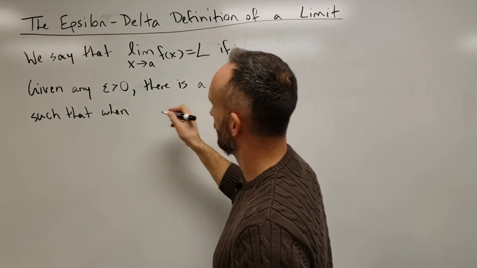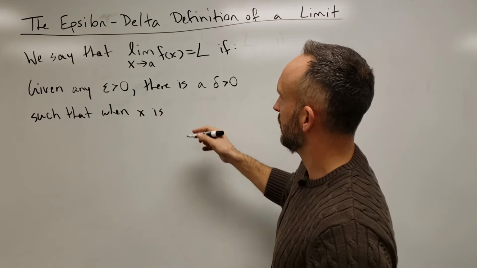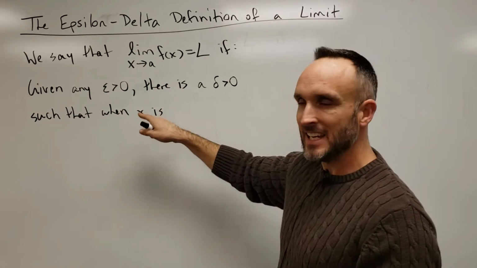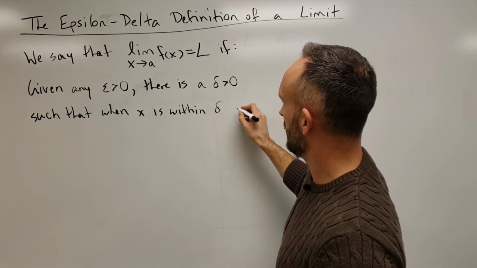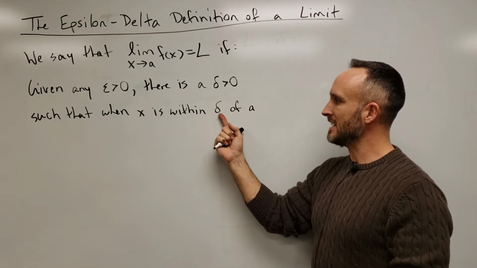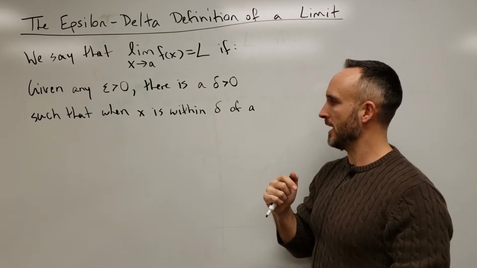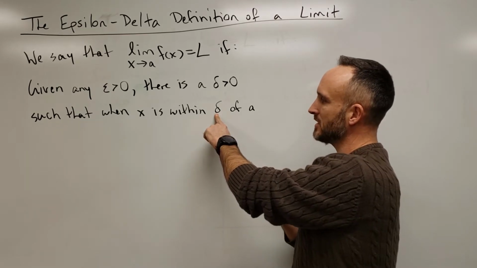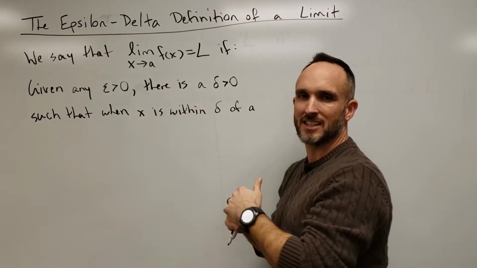So given any epsilon greater than 0, we can find a delta greater than 0, such that when x, so x is approaching a, right? So such that when any x value is within delta of a. So remember, delta is a tiny number. It's always associated with x and with a in this particular format. So all this is saying, since delta is a really tiny positive number, x is really close to a. And that's what we mean when we say x approaches a, right?